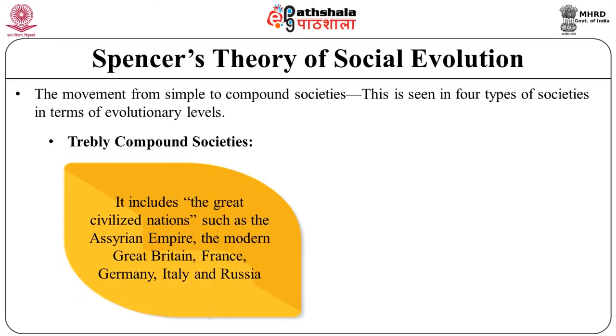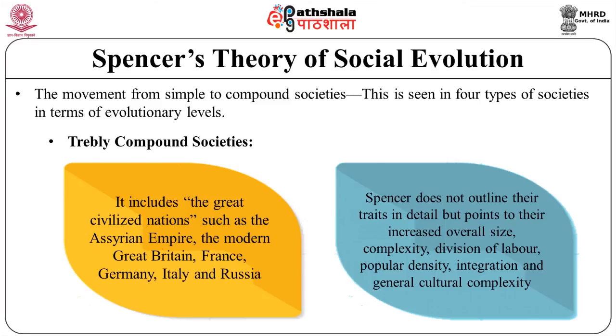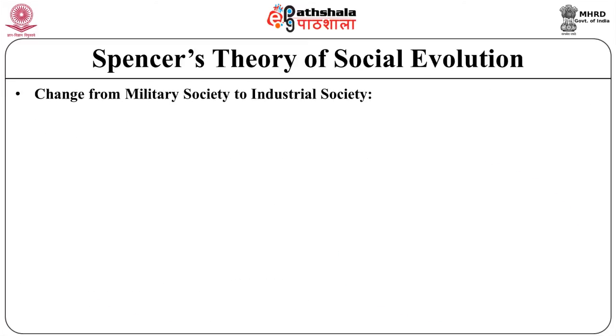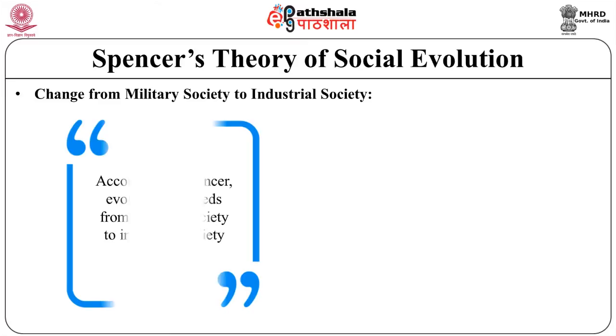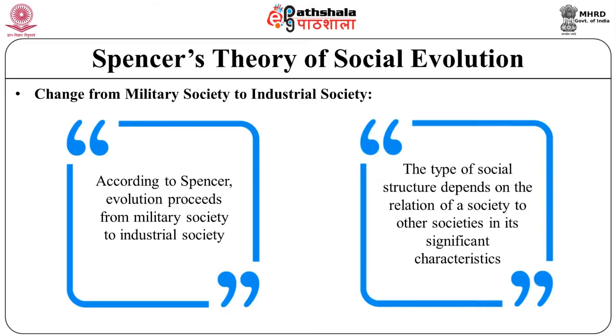It includes the great civilized nations such as the Assyrian Empire, modern Great Britain, France, Germany, Italy and Russia. Spencer does not outline their traits in detail but points to their increased overall size, complexity, division of labor, population density, integration and general cultural complexity. Changes from the military society to the industrial society need to be understood. According to Spencer, the evolution process from military society to the industrial society has taken place.